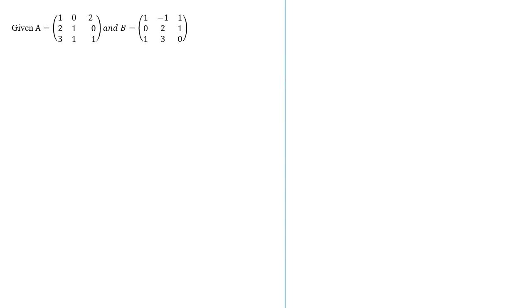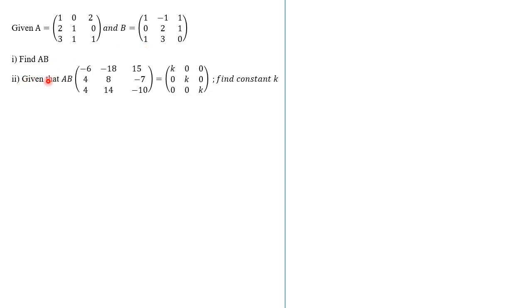All right, so for our next example, we are saying given that A is equal to this matrix and B equals to this matrix, find AB, that's the first part. And item 2, given that AB times this matrix is equal to this matrix with the determinant on the leading diagonal, we are required to find the value of k. Then it is also given that AB times xyz is equal to 3, 1, 2. Find the value of xyz here.